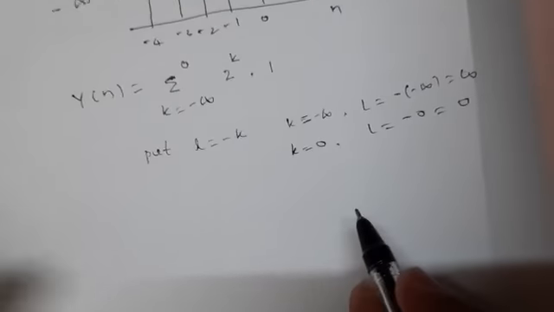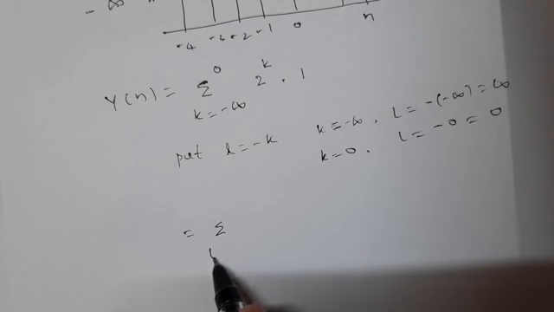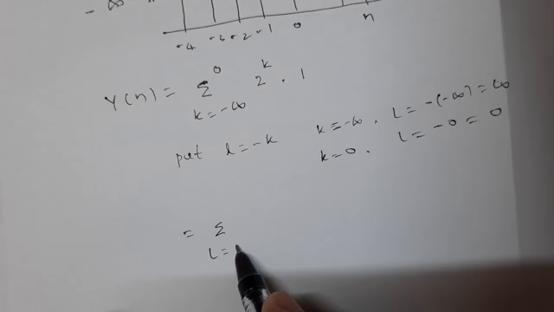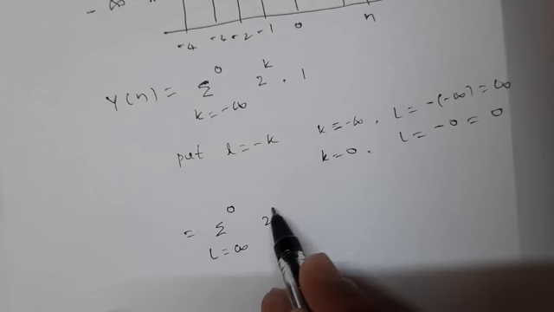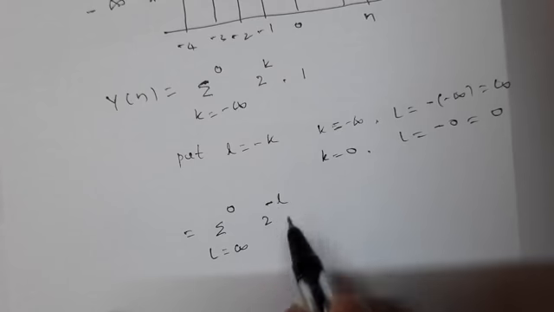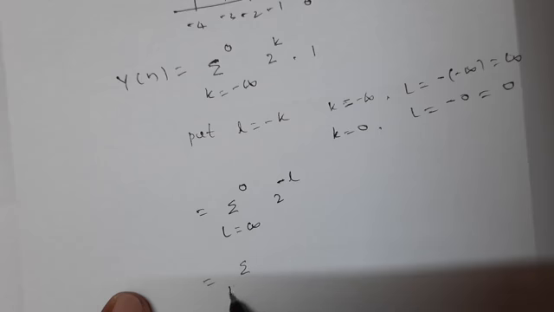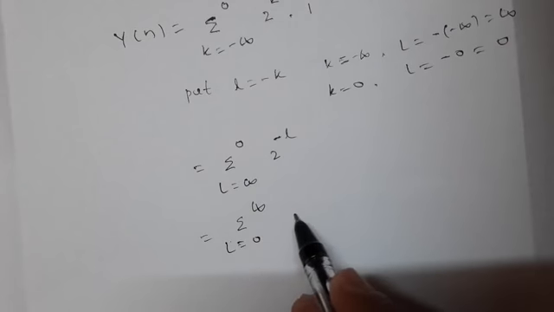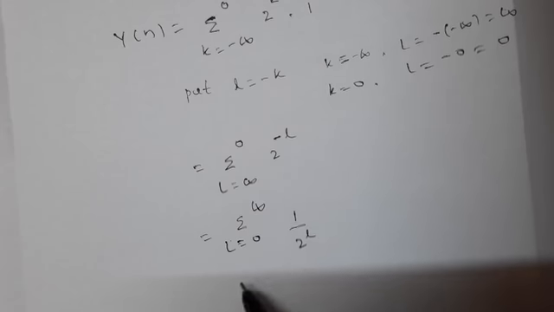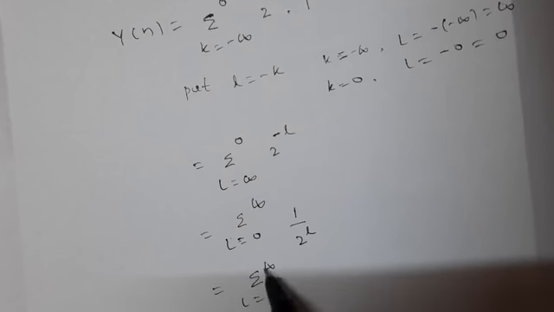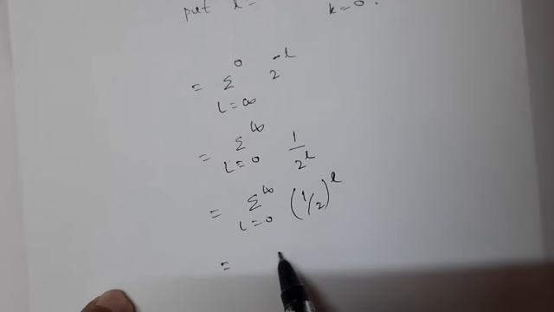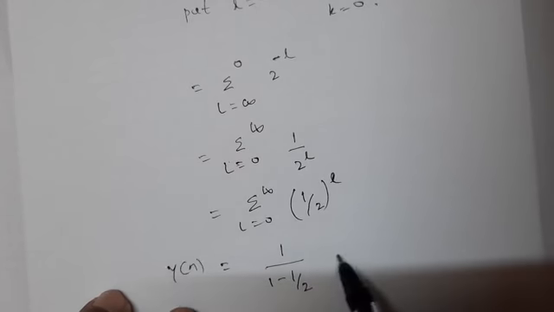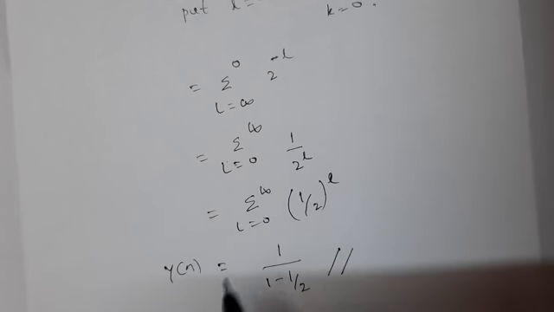So what are your limits? Summation L from infinity to 0 of 2 to the power minus L, which is 0 to infinity. 2 to the power minus L means 1 by 2 to the power L, as I wrote earlier, summation L equal to 0 to infinity half to the power L, the same thing, which is 1 divided by 1 minus 1 by 2, which is y of n. This is the solution for this numerical.